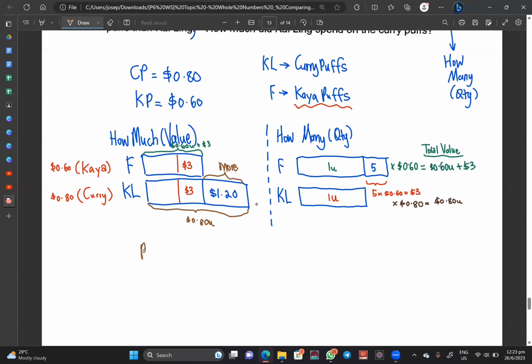Okay. So what we are going to do is we are going to balance. I'm going to balance F and KL. I'm going to balance how much they have spent. For F it's 60 cents units plus $3, and for KL it is 80 cents units. Now as you can see over here, KL spent more. So if KL spent more, I'm going to add to the person who has lesser. We always give it to the one who has lesser.